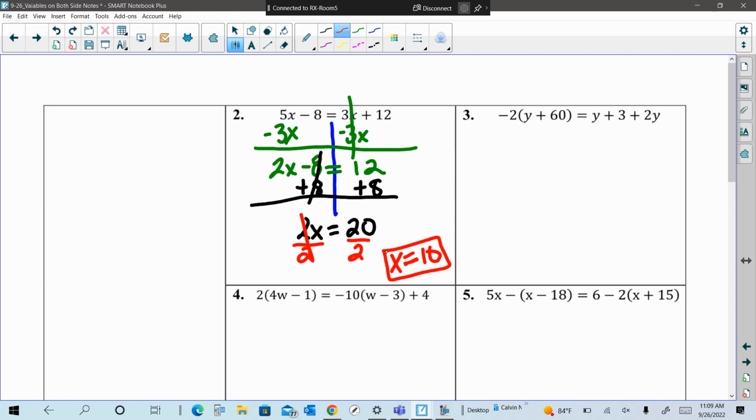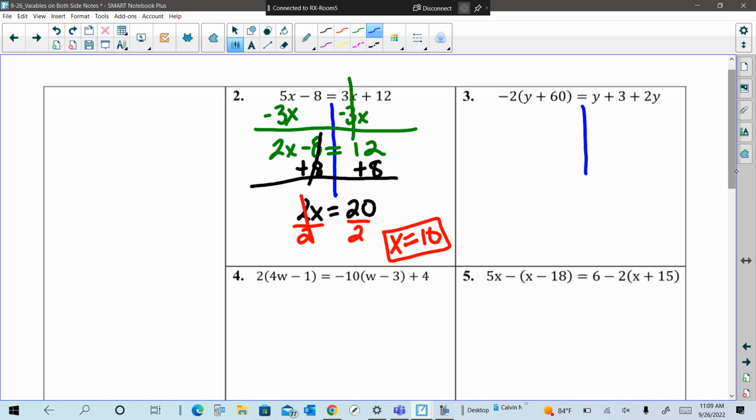All right, let's do number 3 together. I'm going to draw my line to keep my work balanced. What should be our first step on number 3? We're distributing the -2. Don't forget your sign. So -2 times y and -2 times 60. That is going to be written as -2y minus 120 equals the y plus 3 plus 2y.